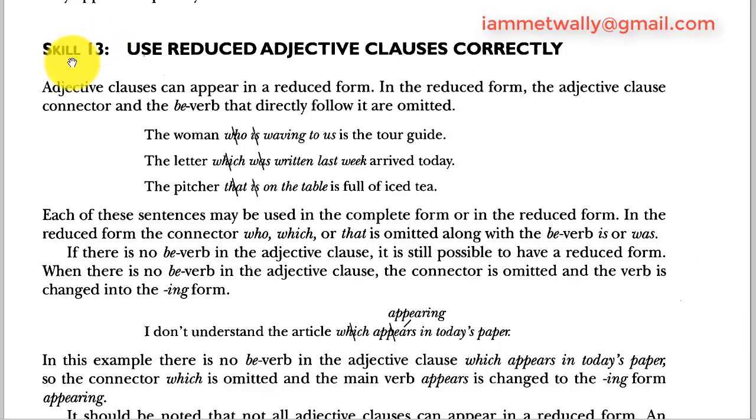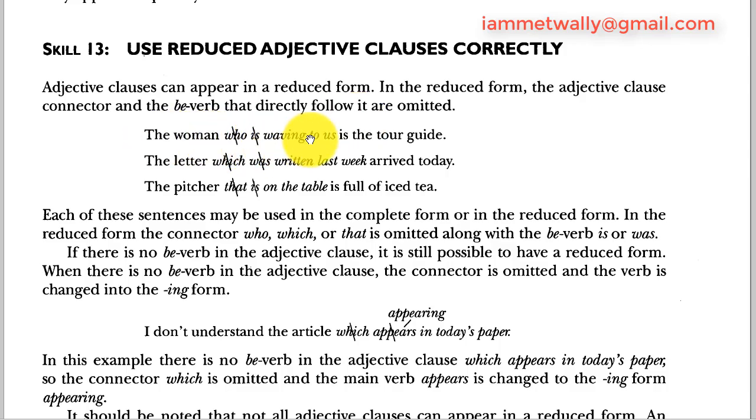Skill 13: Use reduced adjective clauses correctly. Adjective clauses can appear in a reduced form. In the reduced form, the adjective clause connector and the verb be that directly follow it are omitted.